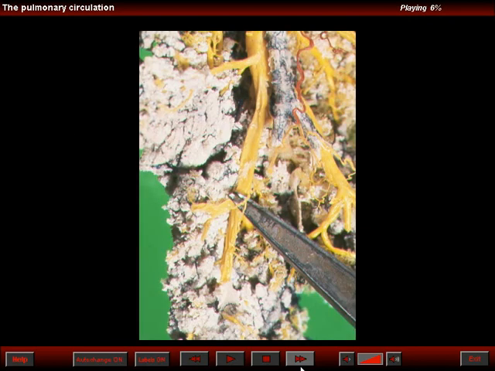This is a close-up of a distal right pulmonary artery, which shows a yellow vessel that represents a branch of this pulmonary artery following the same trajectory. Now we are going to see in the next image how these small arteries can connect with the bronchial arteries.